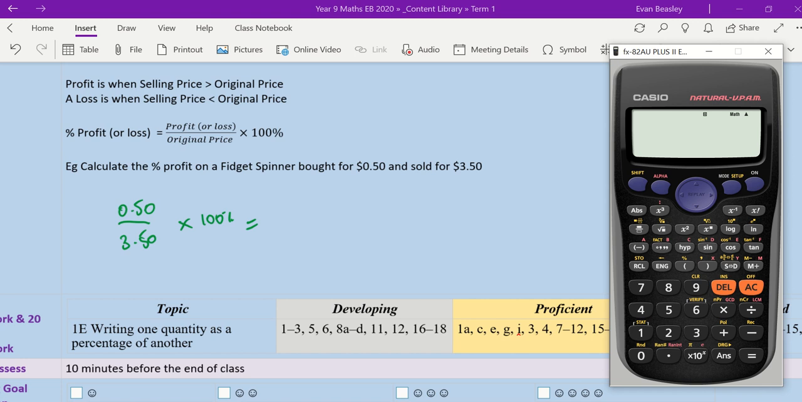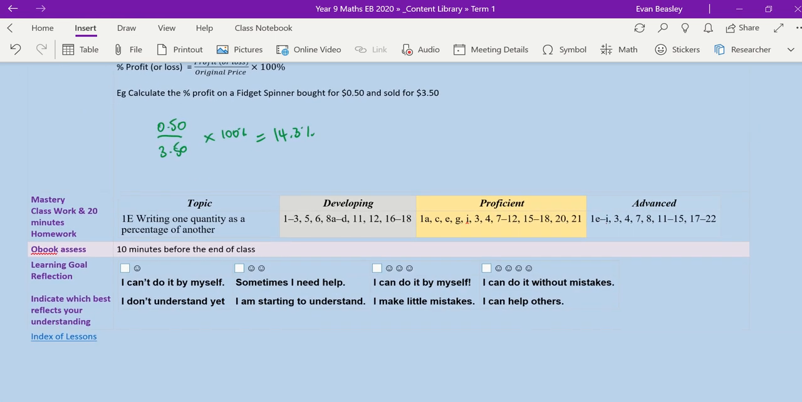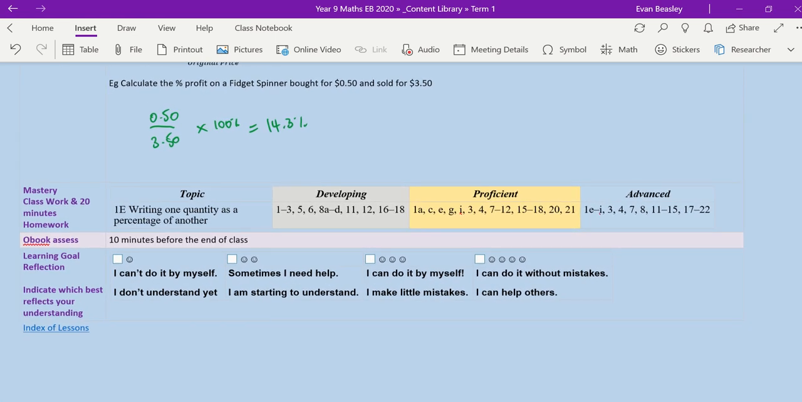So let's do that. Now it's 0.5 over 3.5, and then we're going to multiply that by 100. Now that looks like 14.28%, 285. Let's just round that off to one decimal place, 14.3%. What I'd like you to do now, folks, is have a go at those mastery exercises, please.